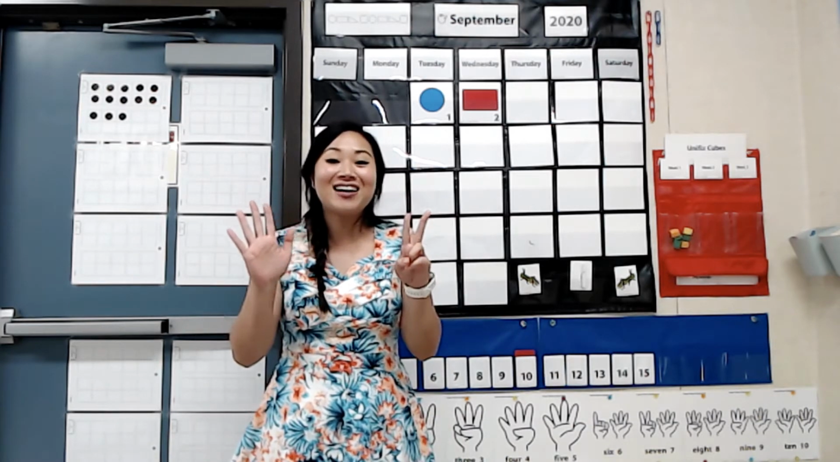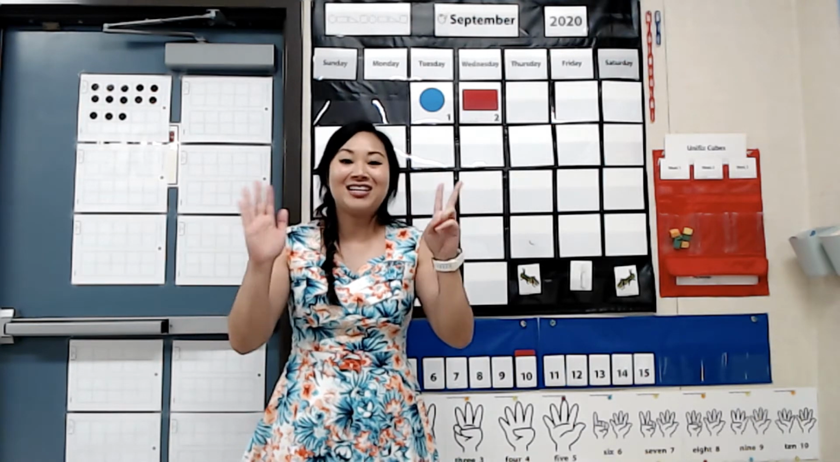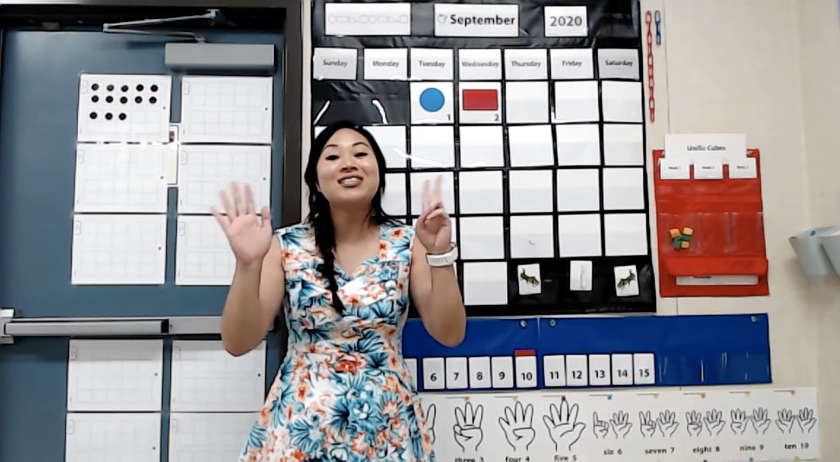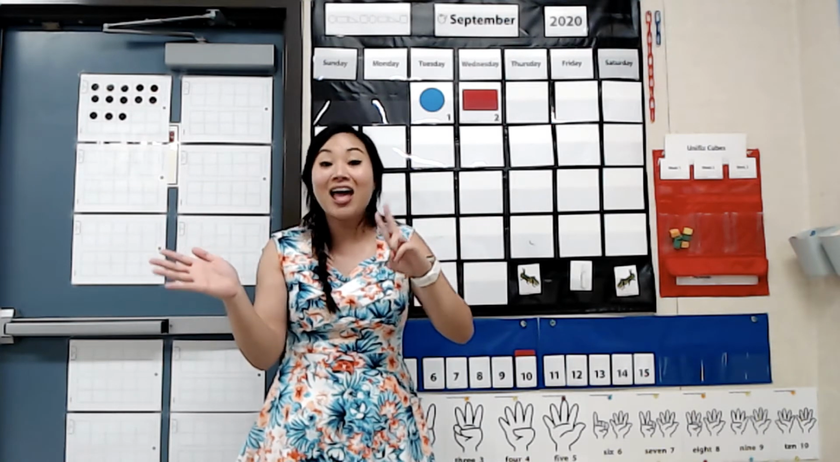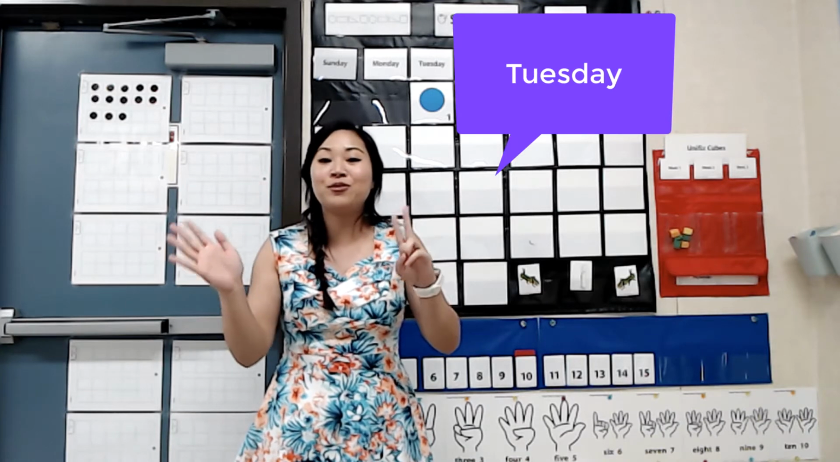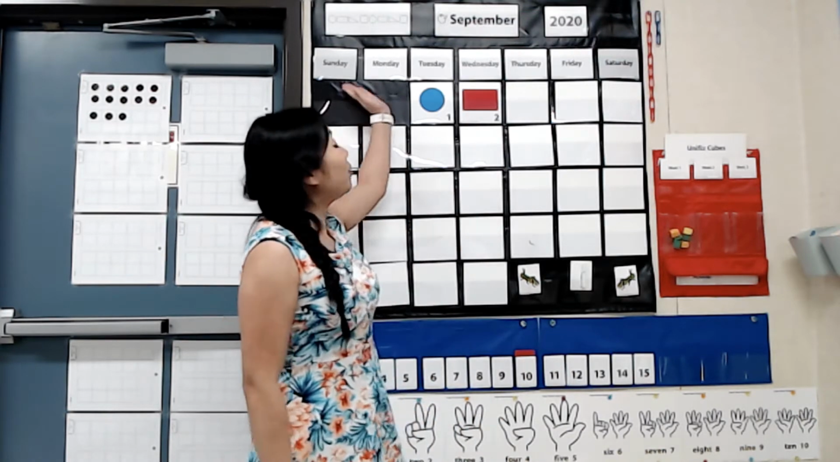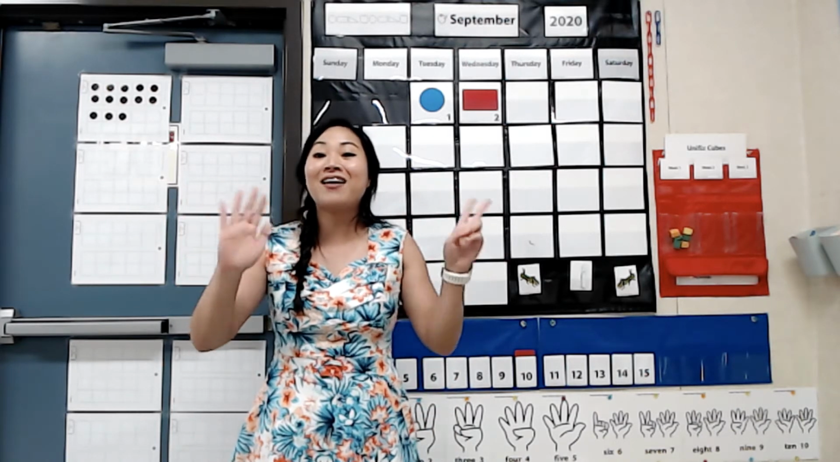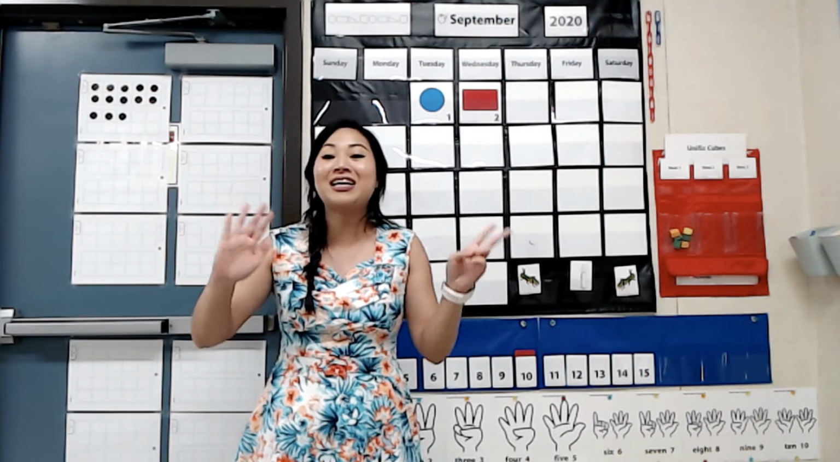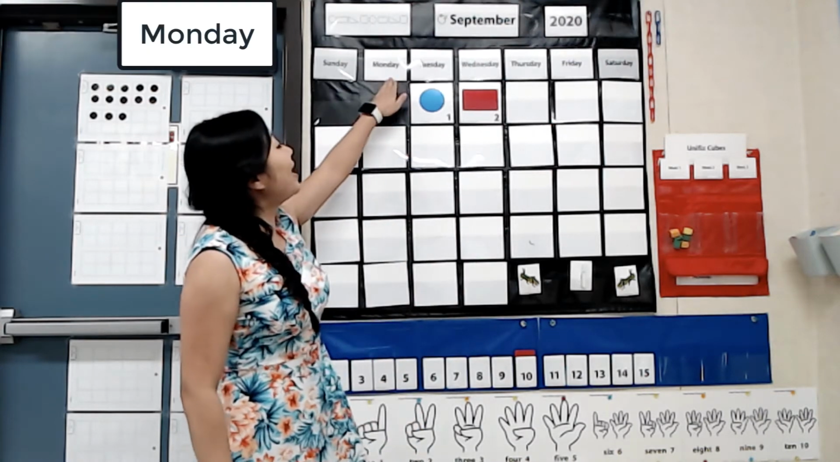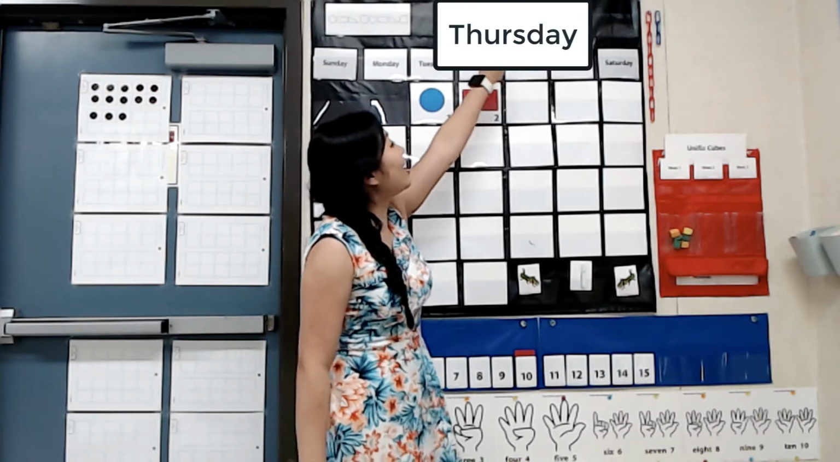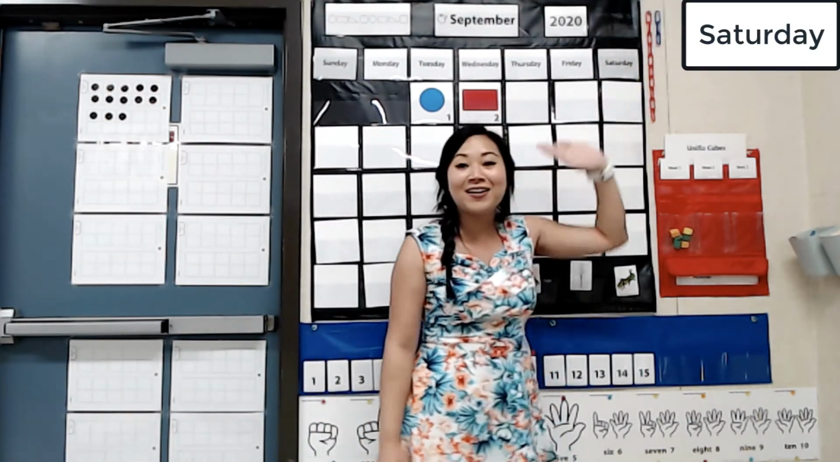Show me seven. There are 7 days, there are 7 days, there are 7 days a week. Sunday, Monday, Tuesday, Wednesday, Thursday, Friday, Saturday. Let's sing that one more time, and this time I'll point at the days of the week. But first, show me seven. There are 7 days, there are 7 days, there are 7 days a week. Sunday, Monday, Tuesday, Wednesday, Thursday, Friday, Saturday.